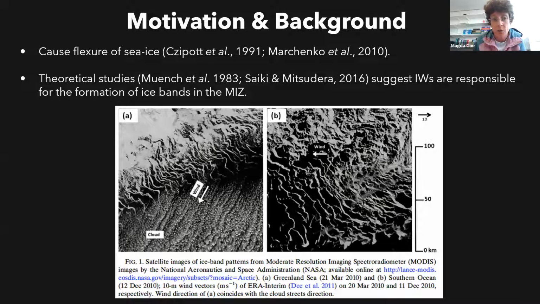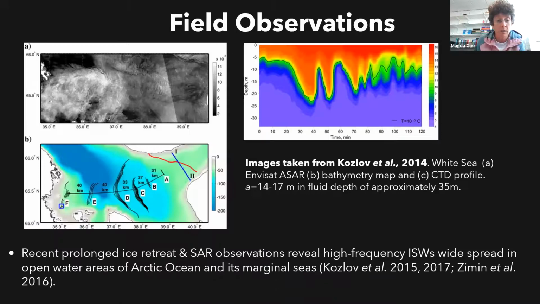Okay, so we know from past studies that internal waves can cause flexure of sea ice, and theoretical studies have suggested that they may be the cause for the formation of ice bands in the marginal ice zone. However, field studies are very limited, or they certainly have been in the past, and it's only been very recent that we're beginning to build up a picture of what the internal wave field looks like in the Arctic. Okay, so due to the recent prolonged ice retreat and solar observations, we're starting to see more and more observations of high frequency internal solitary waves being widespread in the open water areas of the Arctic Ocean and its marginal seas. But this is relatively recent, only over the last 10 years or so.